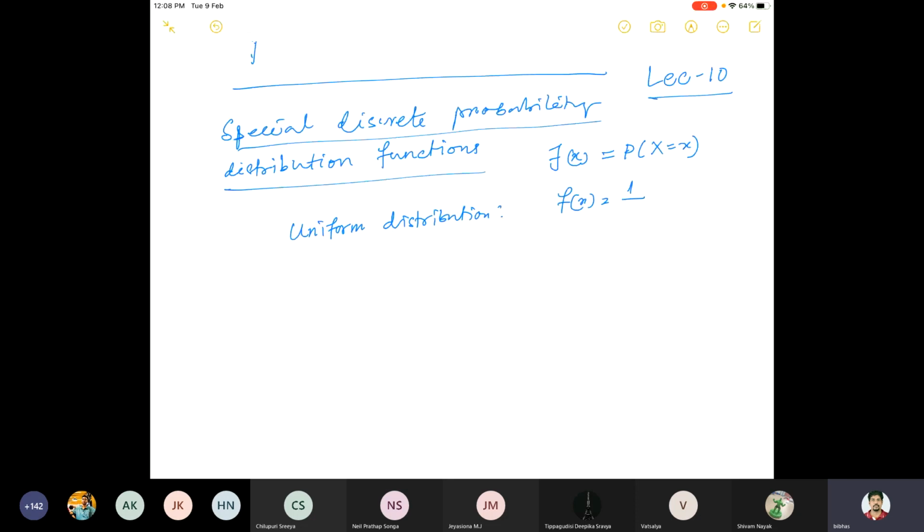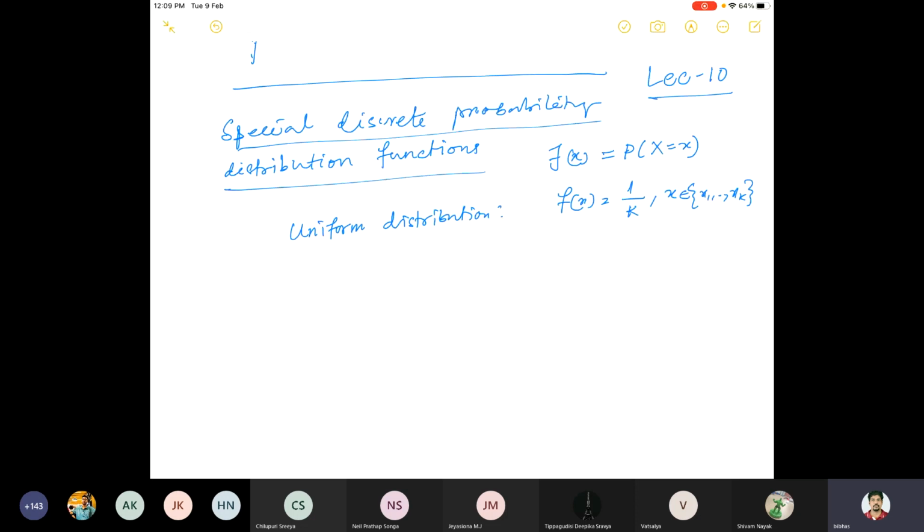So for uniform distribution, it is 1 by k, and x can take only finite values. So x can take like x1, x2, up to xk. So there are k distinct data points, and this probability corresponds to each of these data points. It's, let's say, 1 by k.